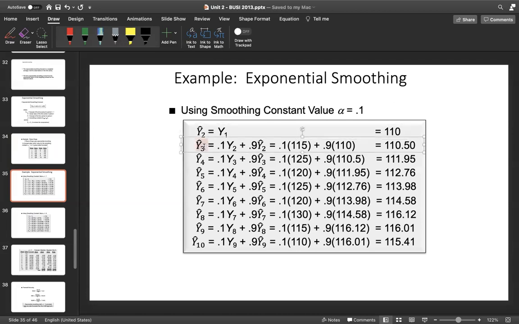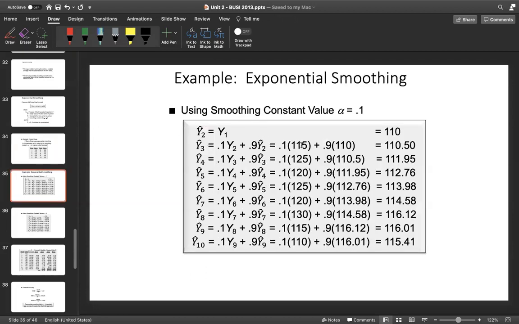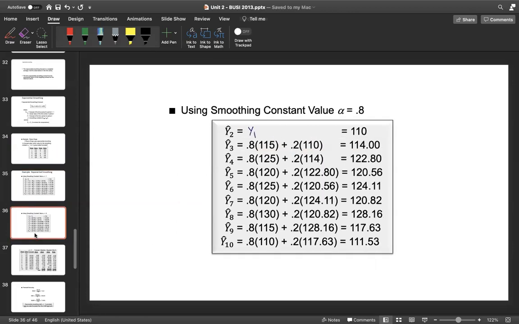For the third one, we're going to use the formula, and we have 3 in here. So these two are going to be t. The actual value of week 2 is, based on the table, 115, and the forecast is going to be 110. So if you put them in the formula, this becomes that, right? And you find out this, and the outcome is 110.5. And if you just continue, you can find out all the values.